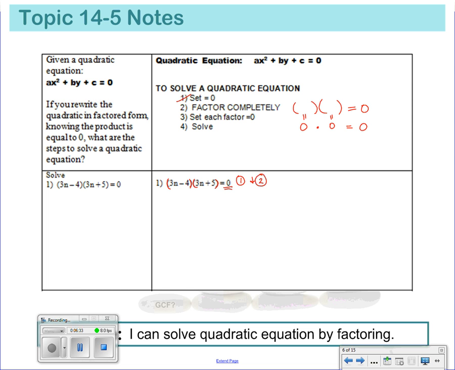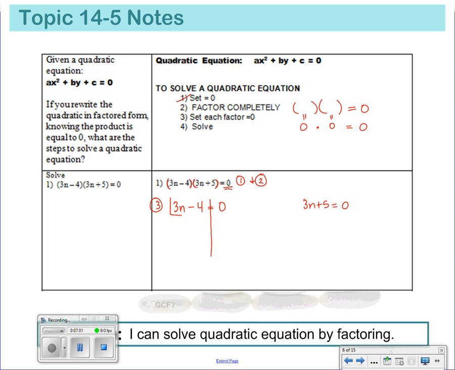The next thing is to set each one of these factors equal to 0. So I'm looking inside the parentheses, and I'll do 3n minus 4 and set it equal to 0. And then we'll also do 3n plus 5 and set it equal to 0. Last step is to solve. So I want to solve for these variables. Draw my line down the equal sign.